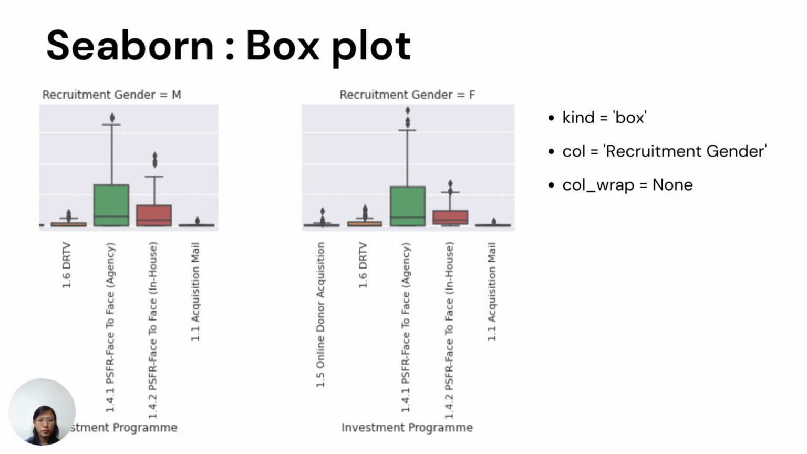And instead of bar plot, we will use box plot for the kind parameter. Since we only have two subplots in one row, we don't want to wrap the column. So column wrap, we can just set to be column wrap. This is the result you will get.